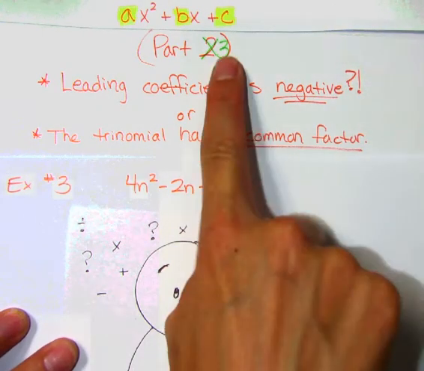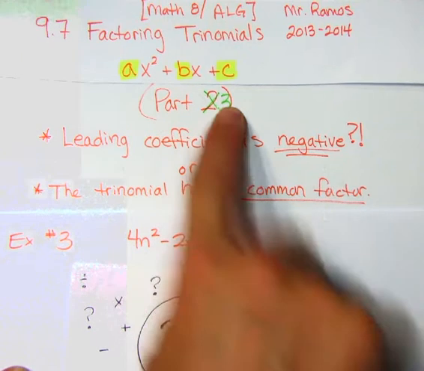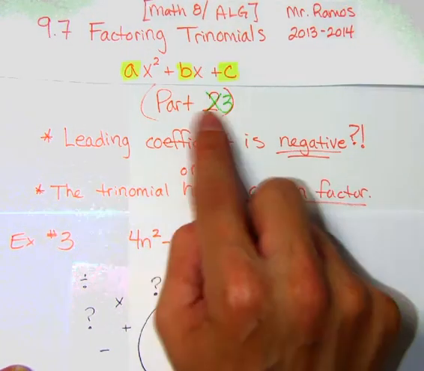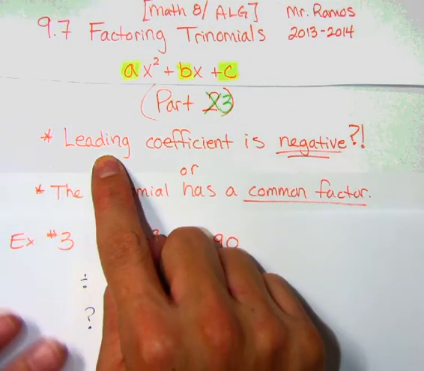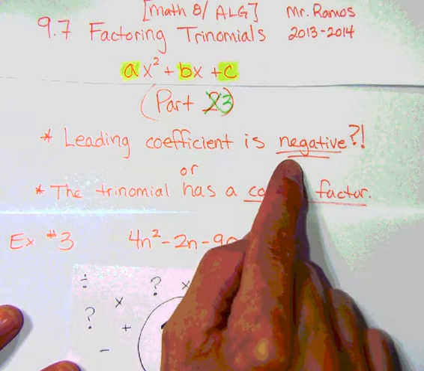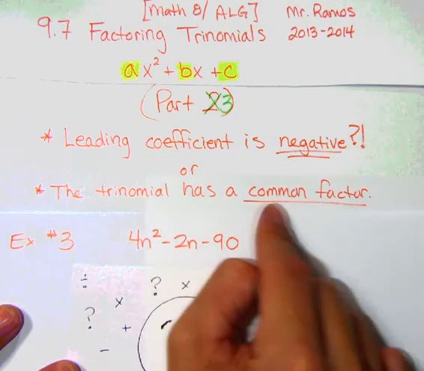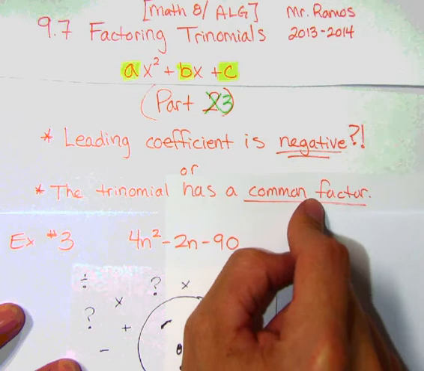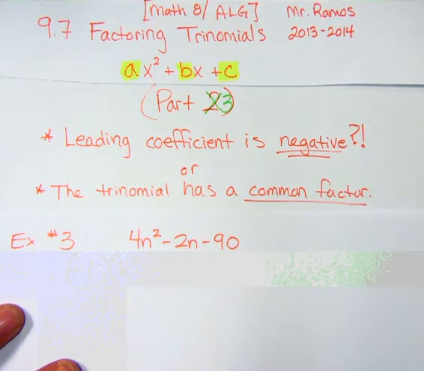This is part three of factoring trinomials, okay? Part two talked about leading coefficients when it was negative. Now we're going to talk about what happens when there's a common factor. Can I make things easier? And the answer to that is yes.